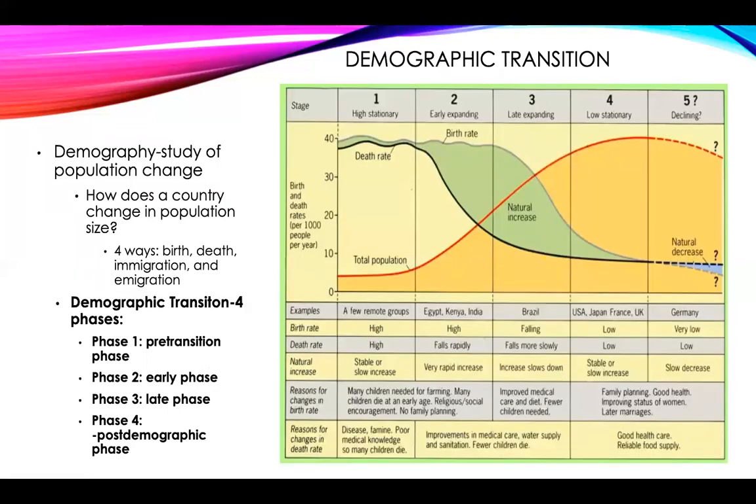Well, in the same way that epidemiology is the study of disease, demography is the study of population change. And there are four ways in which a country's population can change. It can change in terms of birth rate, how many people are being born, death rate, how many people are dying, immigration, how many people are moving in, emigration, how many people are moving out. So in the same way that the epidemiological transition had four phases, the demographic transition has four established phases and a possible fifth phase that we're seeing in some countries.